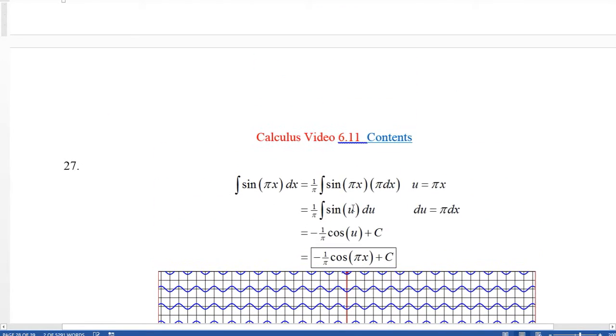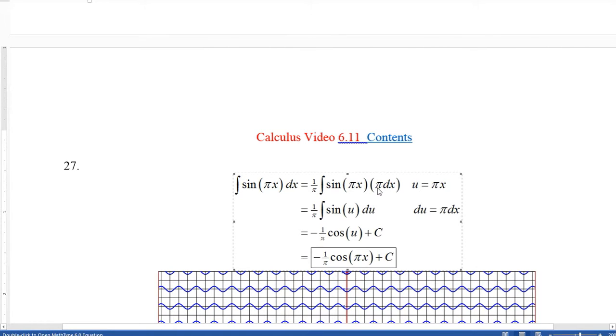Okay, first of all, let's take a look here. The integral of sine of pi x dx. Well, sine of pi x is certainly not one of our basic rules, but with a simple substitution we could get it to be one of them if we let u be pi x. Well, if u is pi x, then du is pi times dx. If we put a pi and the dx together, that becomes du.